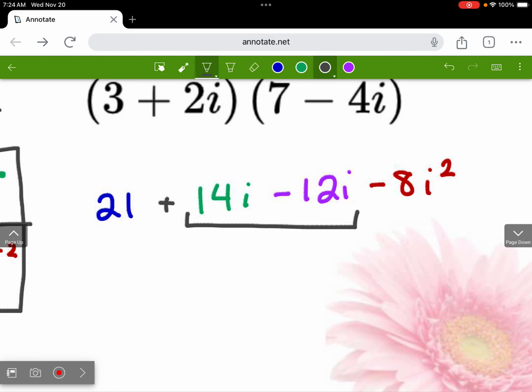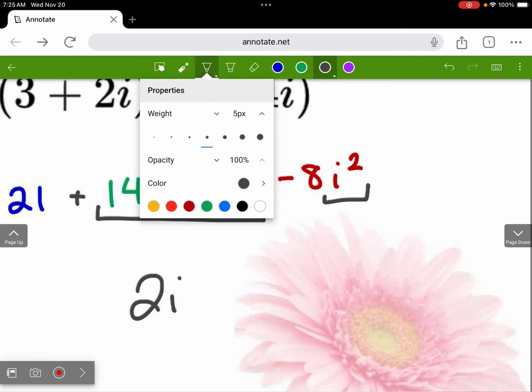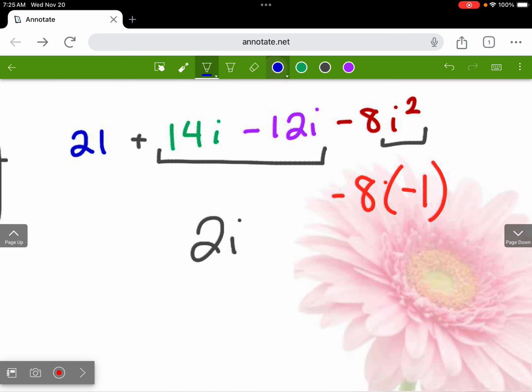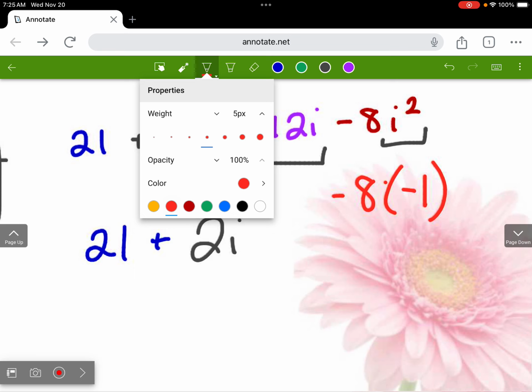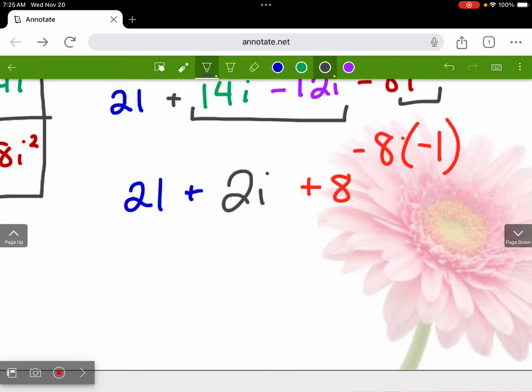I've got a 14i minus 12i. We can simplify that down to 2i. But we also have this i squared to deal with, which we talked about on the last one. That actually equals -1. So this is -8 times -1, which means what we're going to have down here is our 21 plus 2i plus 8. So our final answer is going to be what?